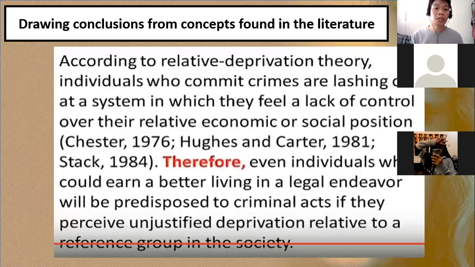So we have drawing conclusions from concepts found in the literature, which means that you need to maintain the basic parts in essay writing. There should be introduction, there should be body, and there should be conclusion. So you need to synthesize and evaluate the sources that you have gathered. So you can see the example mentioned. Therefore, even individuals who could earn a better living in a legal endeavor will be predisposed to criminal acts if they perceive a justified deprivation relative to a reference group in the society. It's like the conclusion of the gathered literature.